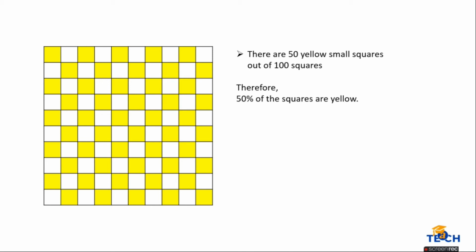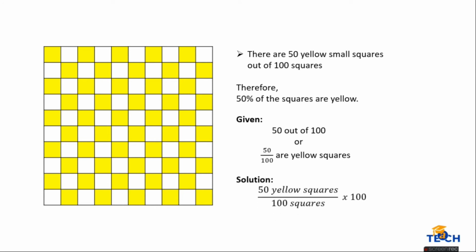How do you do this? How do you solve this? Given 50 out of 100 or 50 over 100 are yellow squares. So by solving this one, 50 yellow squares divided by 100 squares times 100% is equal to 50% yellow squares.